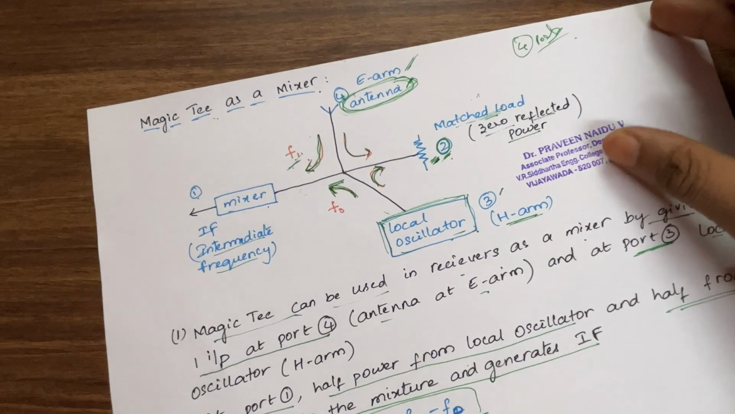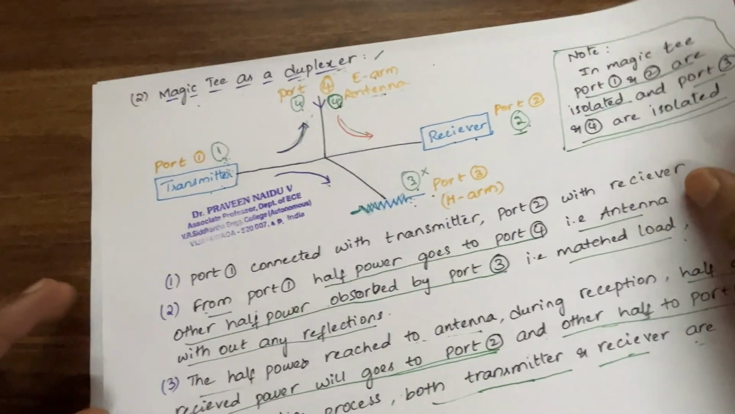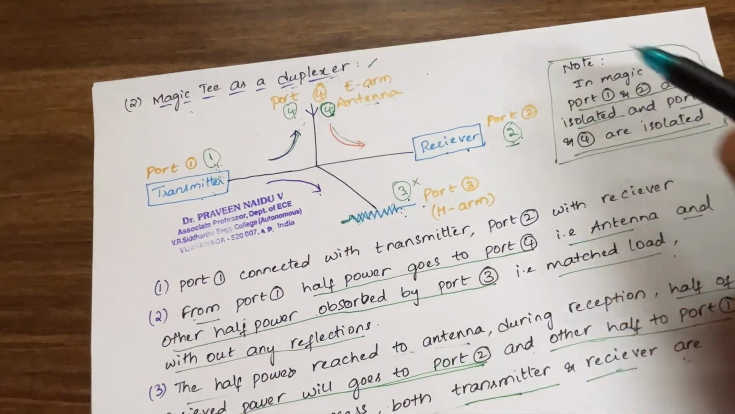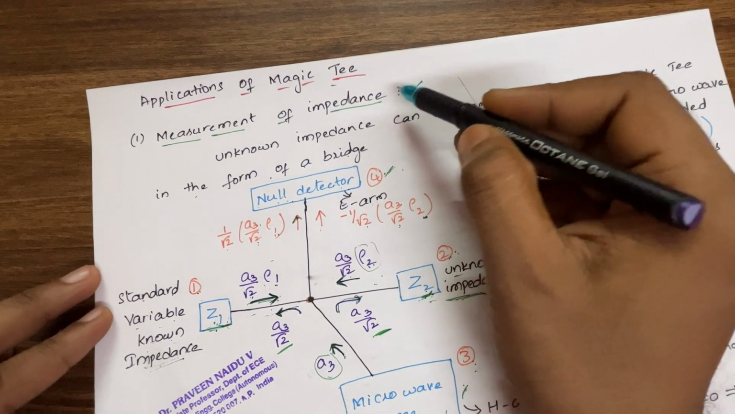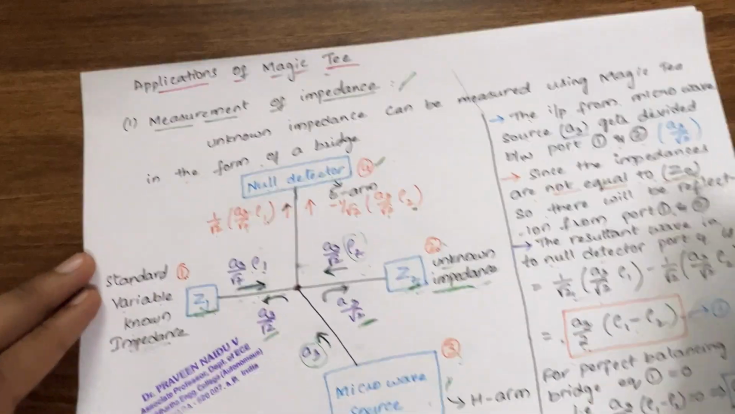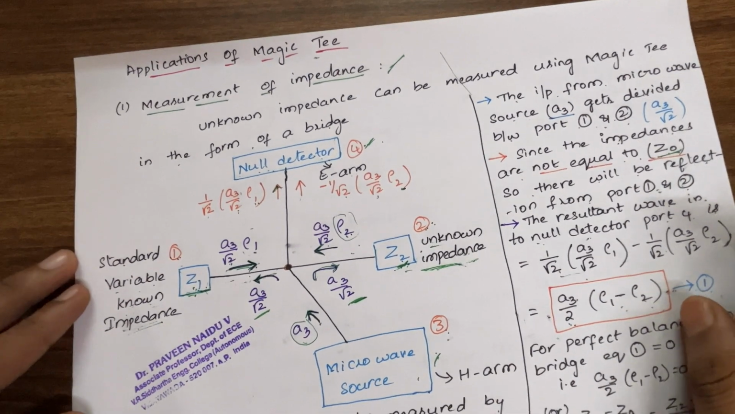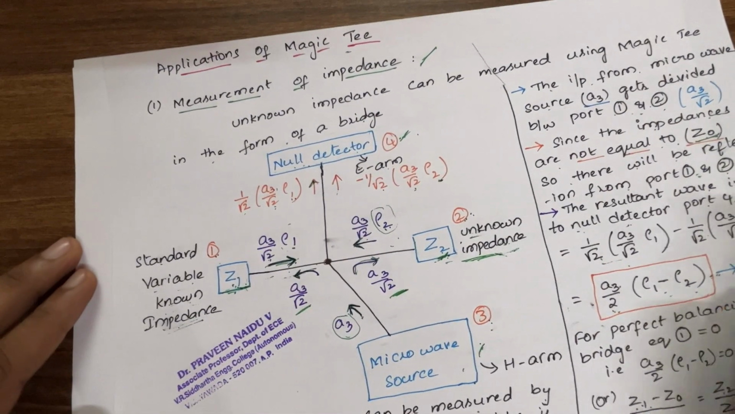So we can use magic T as a mixer, as a duplexer, and for measuring unknown impedance. These are some of the applications of magic T which we have discussed in today's video.